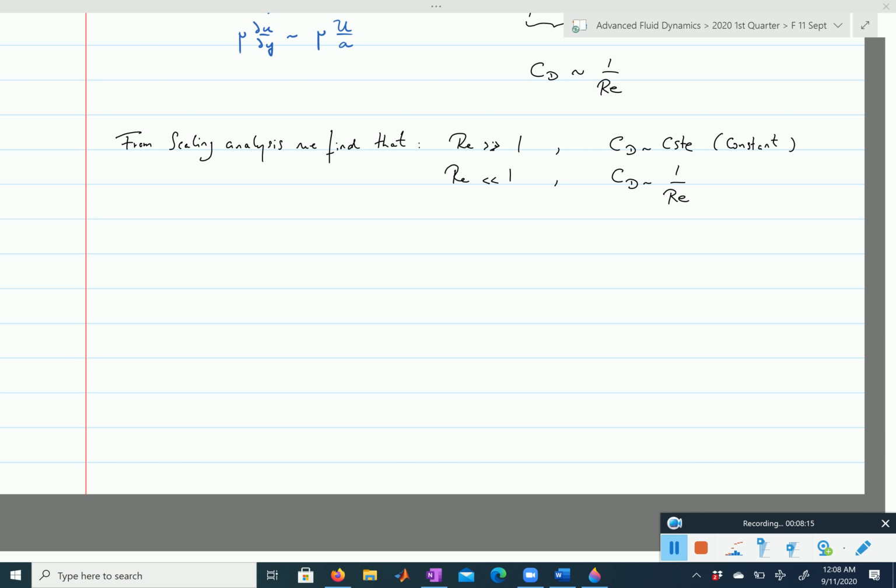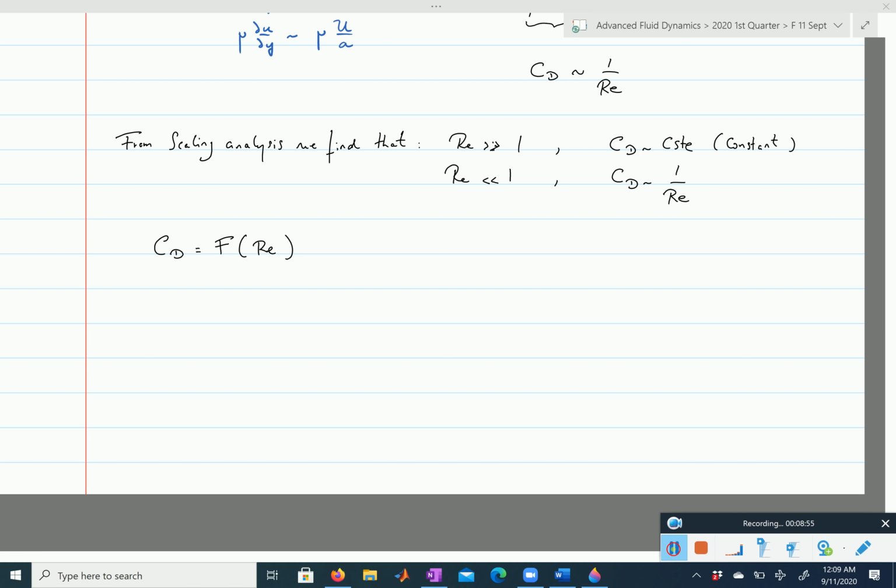Now the answer is yes, and what you can see here is that the scaling analysis gives us the form of the function which we wrote from dimensional analysis. So from dimensional analysis, we know that CD should be a function of the Reynolds number, but we don't know what this function looks like. But from scaling analysis, here we see that we expect the drag coefficient to depend on 1 over the Reynolds number for small Reynolds number, and to be constant for large Reynolds number.